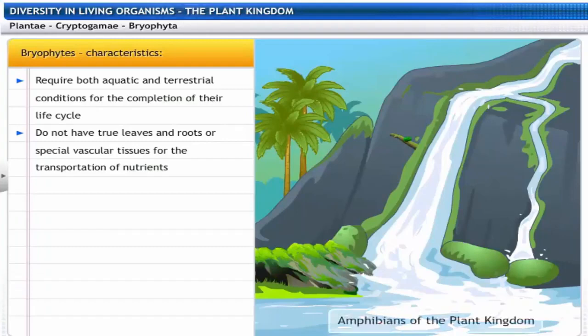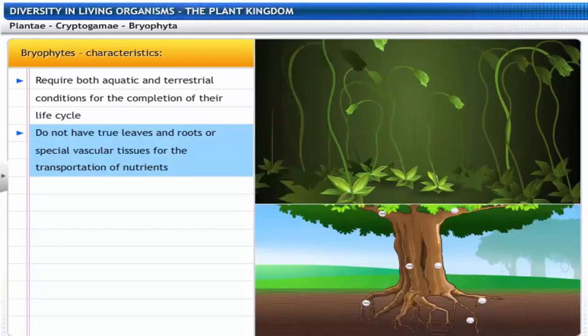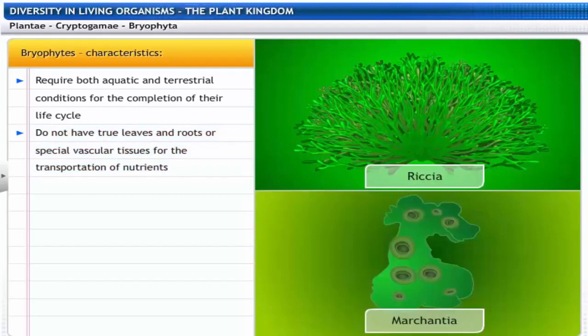Bryophytes are often called amphibians of the plant kingdom as they require both aquatic and terrestrial conditions for the completion of their life cycle. Their body is differentiated to form stem and leaf-like structures, but not true leaves and roots. Vascular tissues, which are special tissues for the transportation of nutrients and water, are also absent in bryophytes. Bryophytes include Riccia and Marchantia.